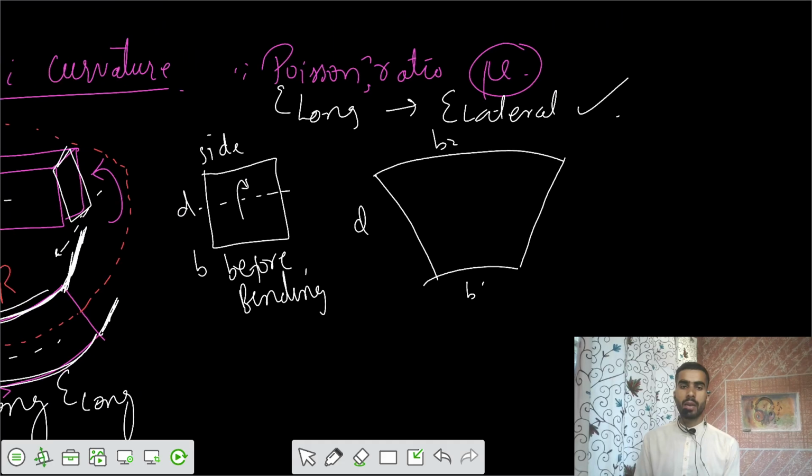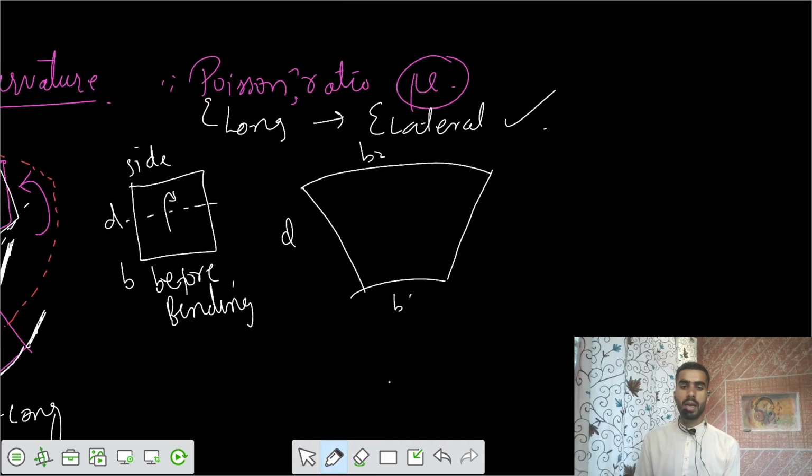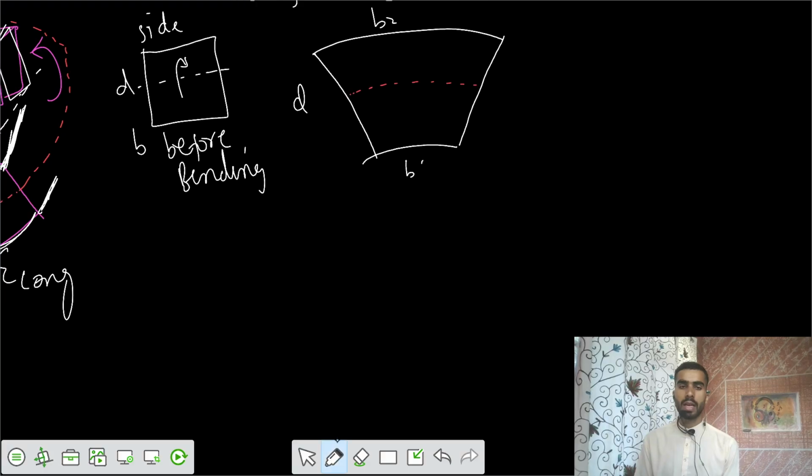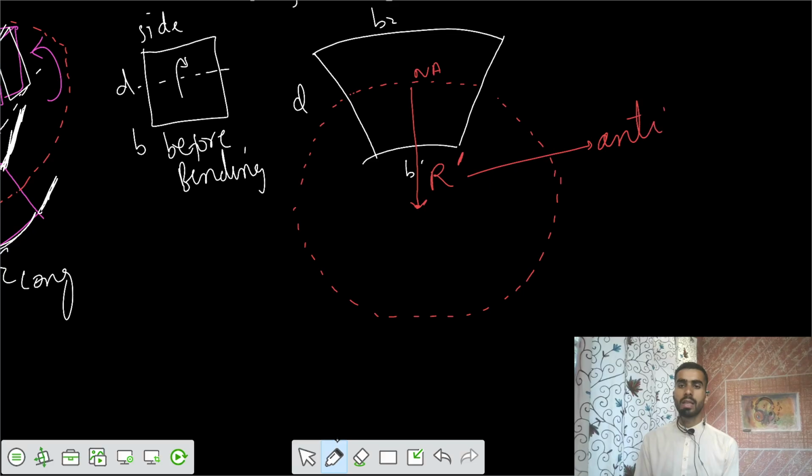Similarly, here the beam has bent in the cross section also. There would be some neutral axis also. If you make the circle of that, we can say this is the neutral axis, and this value of radius we call R dash, which is called anticlastic curvature.